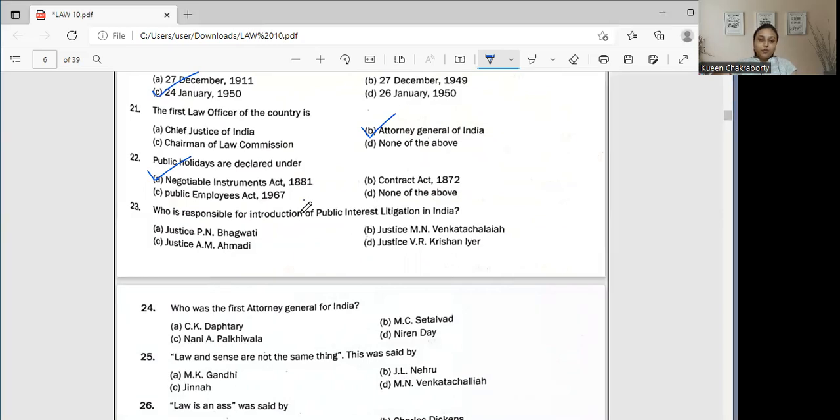Now moving to question number 23. Who is responsible for the introduction of public interest litigation in India? Option A, Justice P. Bhagwati. Option B, Justice N. Venkatachalia. Option C, Justice A.M. Ahmadi. Or option D, Justice V.R. Krishna Iyer. The person who was responsible for the introduction of PIL, that's public interest litigation, in India was Justice P.N. Bhagwati.